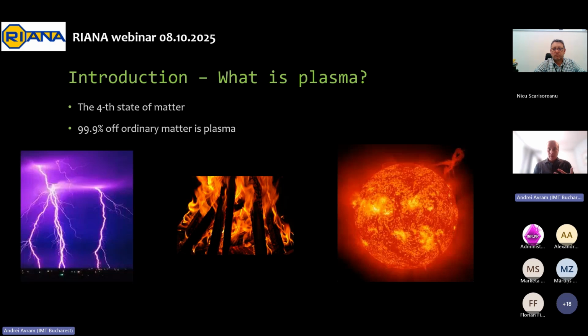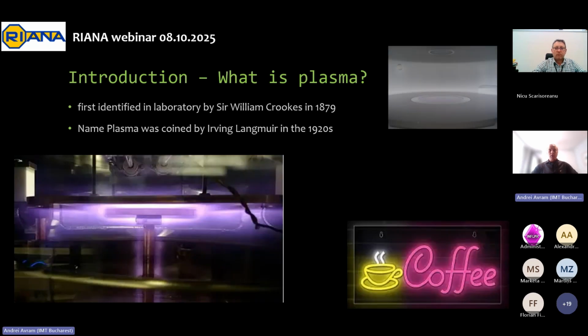So what is plasma? Lightning bolts, for example, are plasma. The sun, all the stars are plasma. The intergalactic space is a form of plasma. So it can take different forms and shapes. It was first identified in the laboratory in 1879 by Sir William Crookes, and he actually referred to it as a radiant matter.